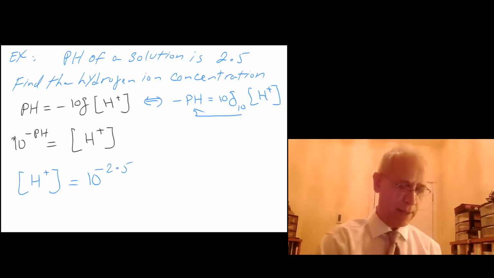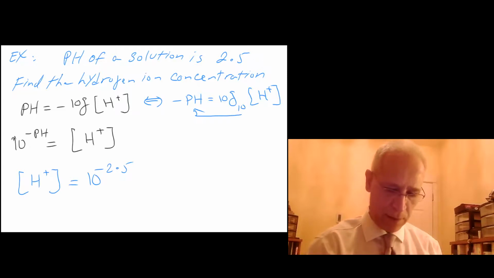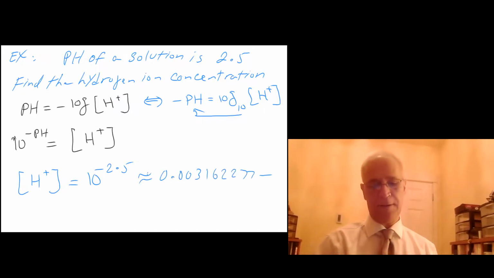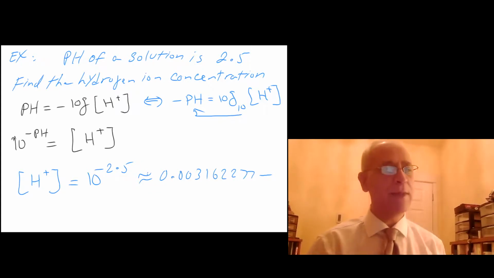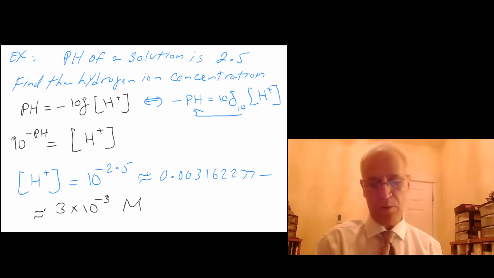Let me put that in the calculator. I get a number, 0.00316227, and on and on. And what if I wanted to put that number in scientific notation? I could claim that this is, let's see, 1, 2, 3 decimals. So 3 times 10 to the negative 3, and let me put M for mole.